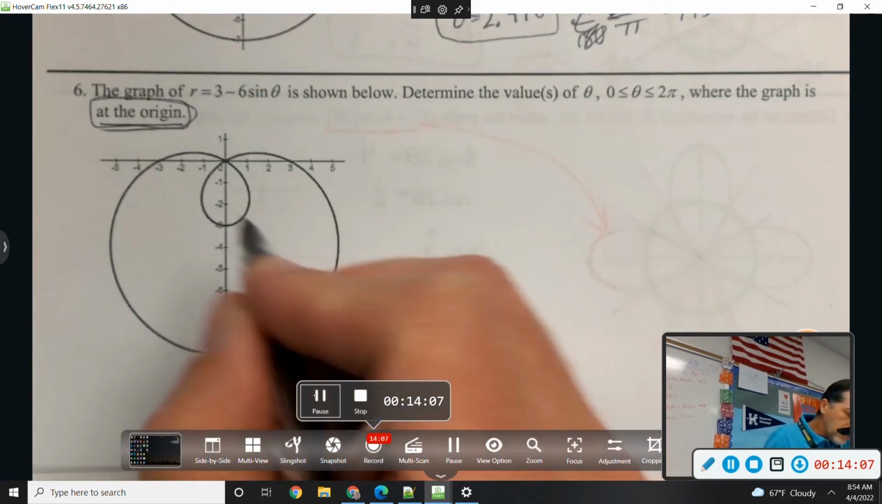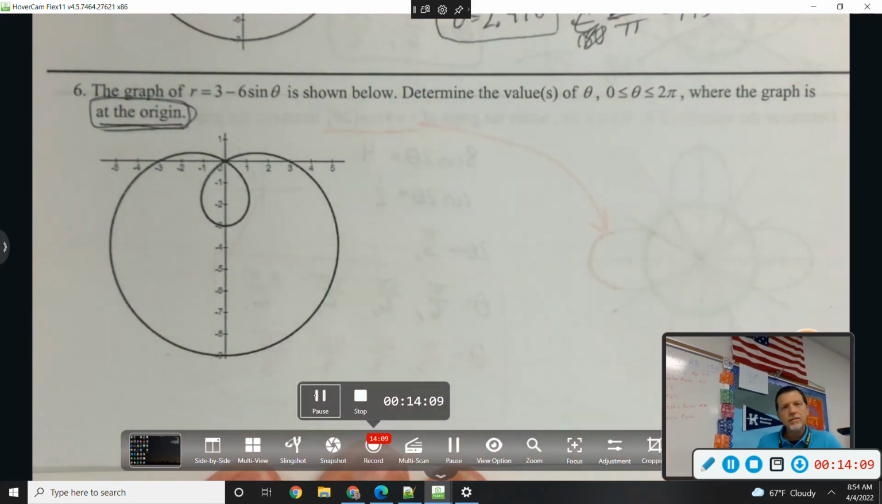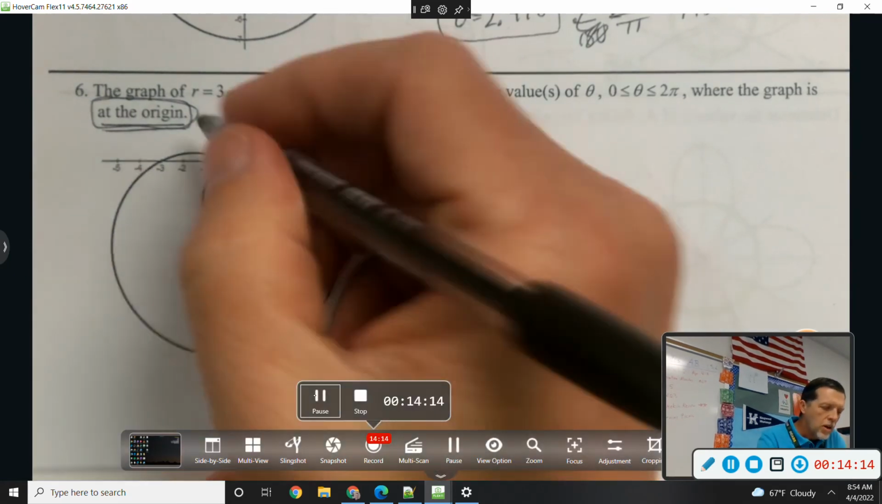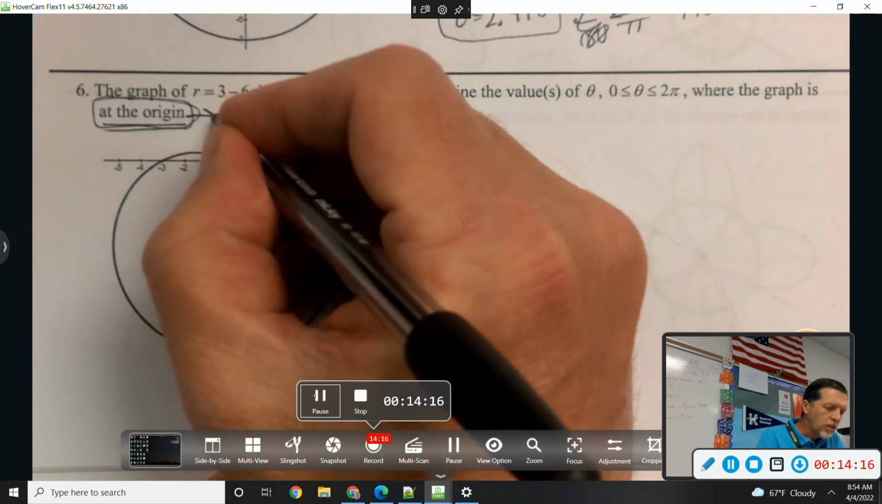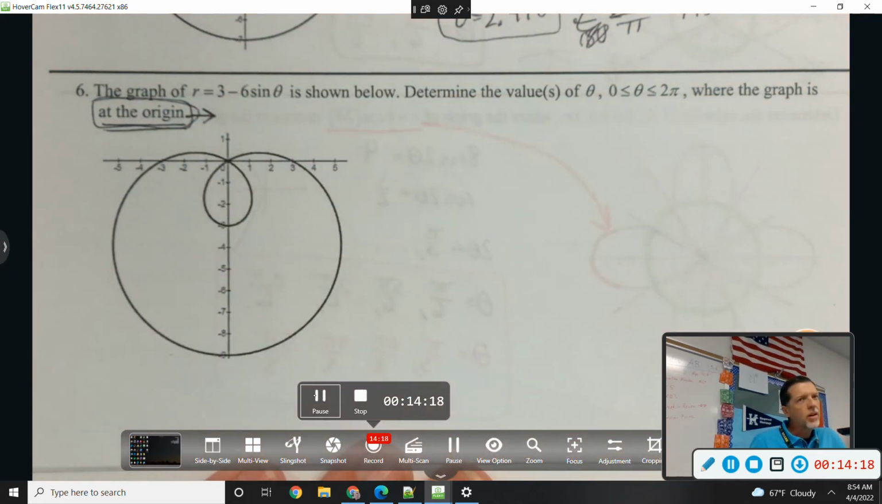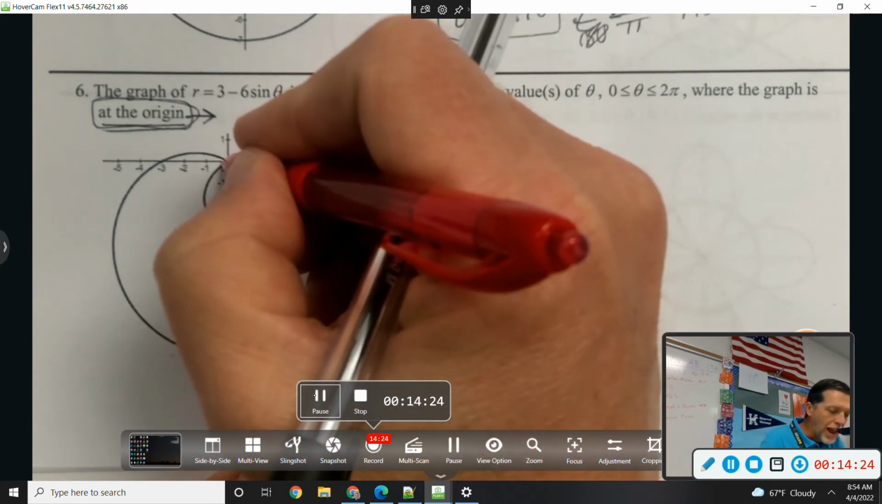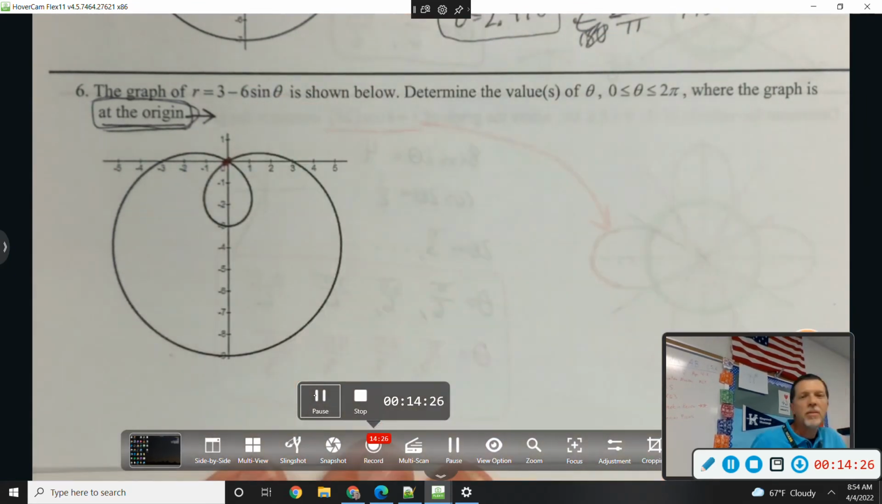Okay, so we only have one graph. We're not looking for an intersection. Well, we sort of are, actually. What's going on at the origin? Like, that's where the loop starts, and that's the calculus reason why we need to know where that happens. You're kind of ahead of the game there.